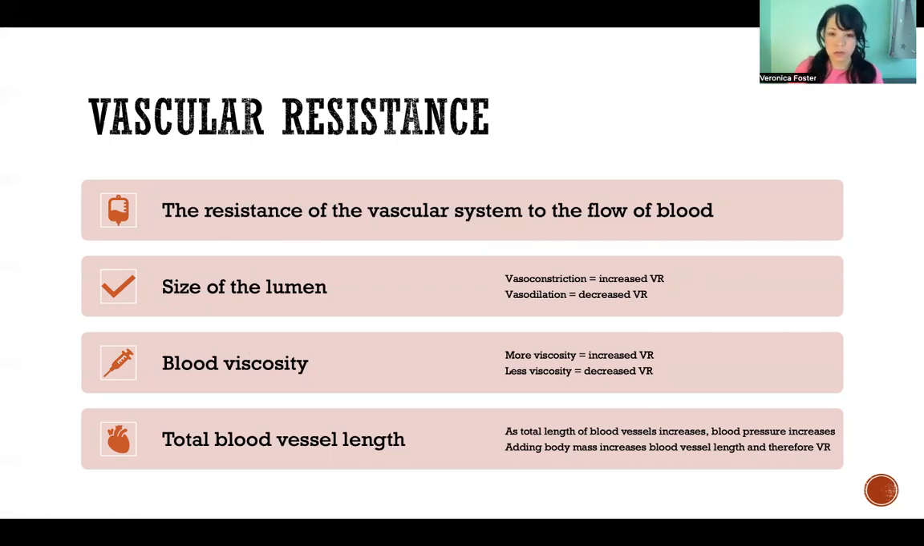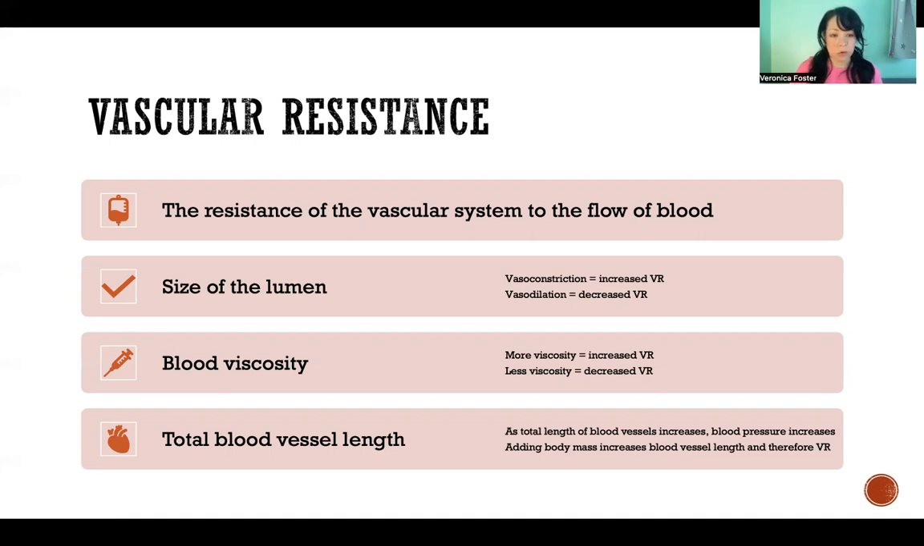So, there are three primary factors that feed into our vascular resistance. The first is the size of the lumen of the blood vessels. So a lumen is referring to the space inside a hollow organ. Usually we're talking about a tube, so like blood vessels, for example. But we also use that term in the digestive system and in other places.